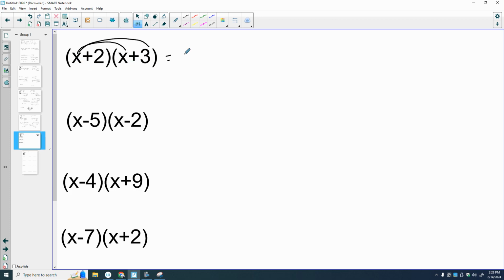So I'm multiplying x times x. X times x is x squared. Multiplying x times a positive 3, and I get a positive 3x. I've distributed the x to both terms. Go to the 2. Multiply the 2 times the x, and multiply the 2 times the 3. Distribute it to both of the terms in the other parentheses. Okay, combine like terms. Most of the time my like terms are right here, and that's where they're at. And I get x squared plus 5x plus 6.